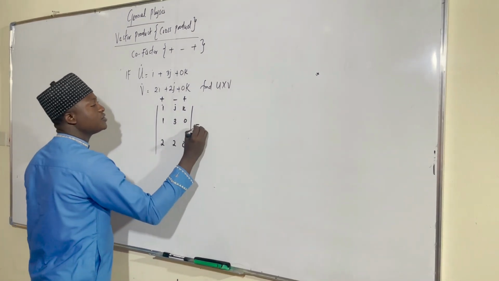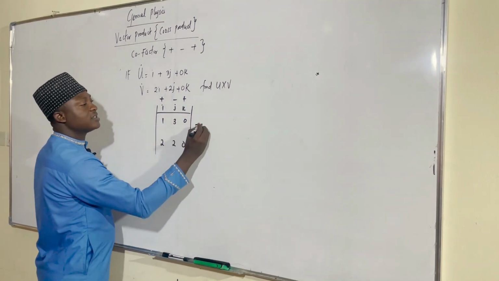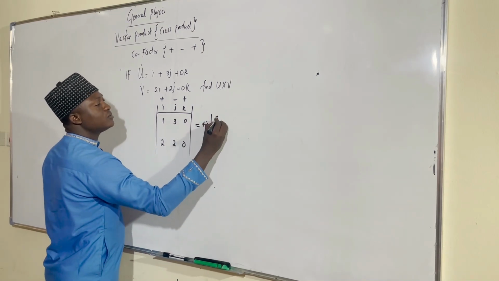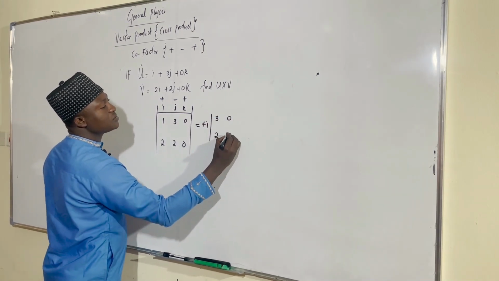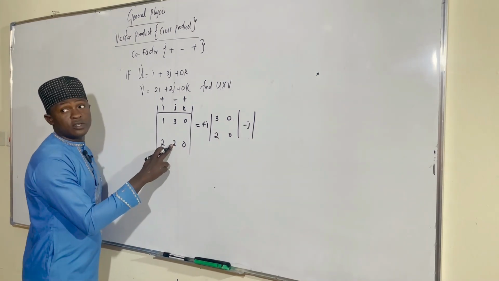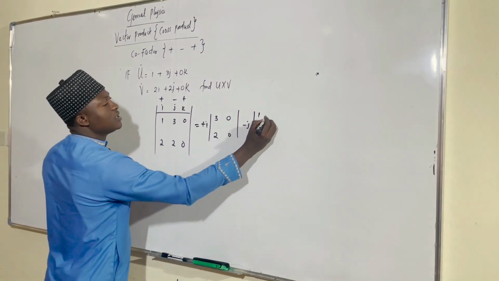I will follow the same process. The one we have under I is 1 and 2. I will not take that. That is a plus I. I will not take the one we have under I. I will take this and this. That's going to be 3, 2, 0, 0. Then minus J. The one we have under J is 3, 2. I will not take that one. I will take this and this. That's going to be 1, 2, then 0, 0.